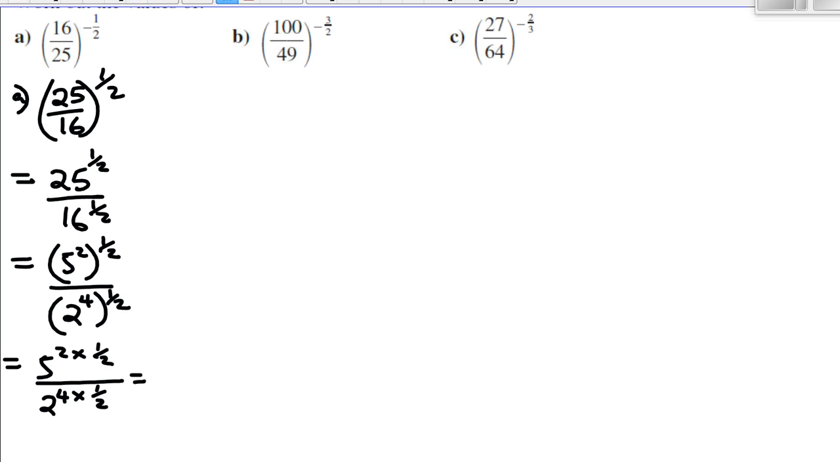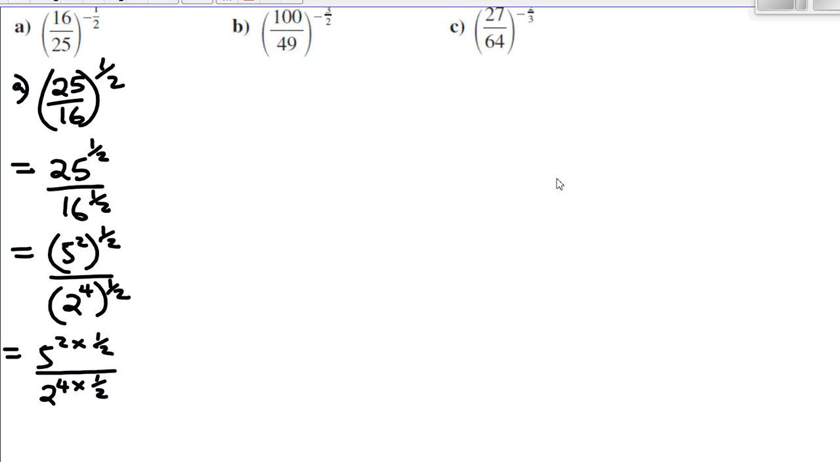Now, if you look at this question here, a half of 2 is 1, so that will just be 5 over, I think I'm running out of space, so I'll just try and write it here. Create more space. So that will be equal to 5 to the power 1, because a half of 2 is 1, over 2 to the power of 2, because a half of 4 is 2, which will be equal to 5 over 4.